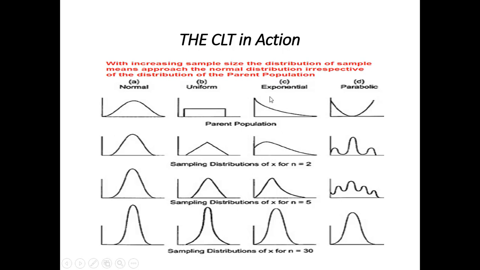Exponential. We start out with this sort of exponential decay curve. You could see when n is 5, it starts to look a little bell-shaped, but when n is 30, there's no doubt about it. This looks like a normal distribution. And similarly, when we start out with the parabolic, we see, now this doesn't happen quite as fast, right? At 5, it still does not look normal, but once we get to 30, it does have that normal distribution behavior.